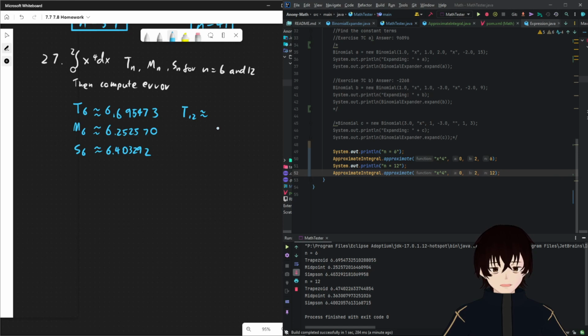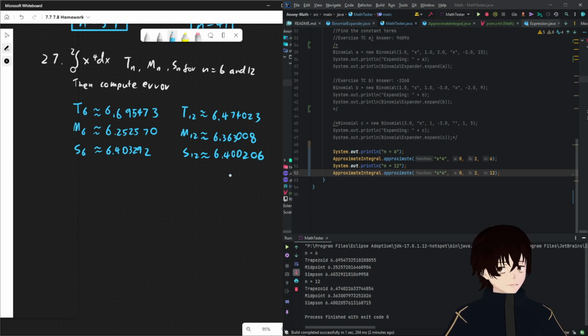T12 is approximately 6.474023. Midpoint 12 is approximately 6.363008. Simpson's 12 is approximately 6.400206. Now compute the error.